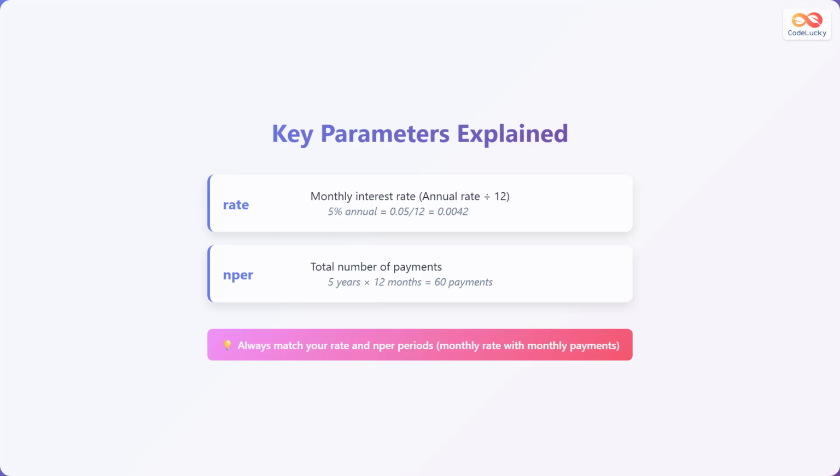Let's take a closer look at the key parameters. The rate is the monthly interest rate, calculated as the annual rate divided by 12. For example, if the annual rate is 5%, then the monthly rate is 0.05 divided by 12, which equals 0.0042. nper is the total number of payments. For example, a 5-year loan with monthly payments would have 5 years times 12 months, which equals 60 payments. Remember to always match your rate and nper periods by using monthly rate with monthly payments.